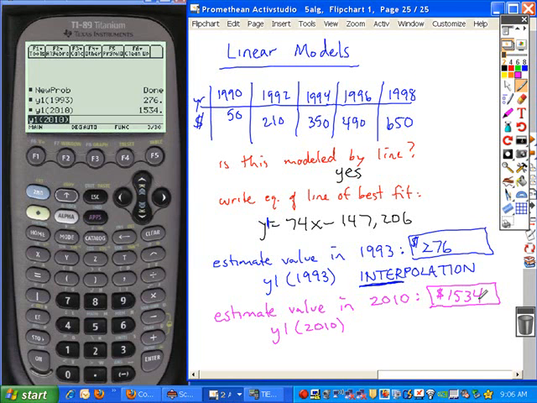Okay. Anytime you're asked to predict or estimate a value based on a line of best fit or an equation modeling a situation, and that number that you're testing falls outside the limits of what's given, it can be before or after, this is called extrapolation.